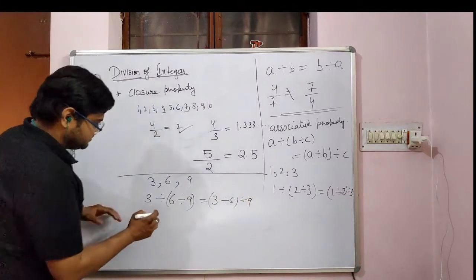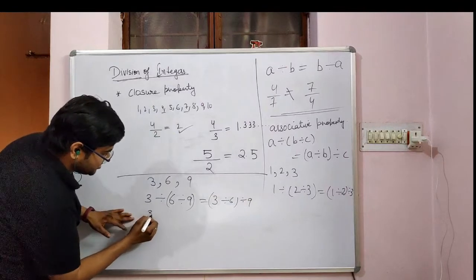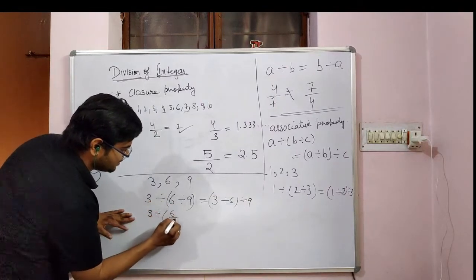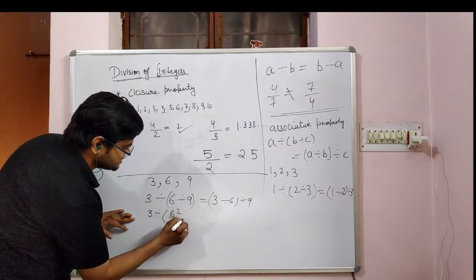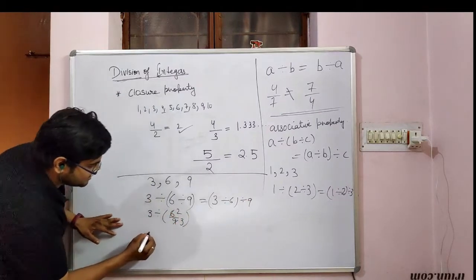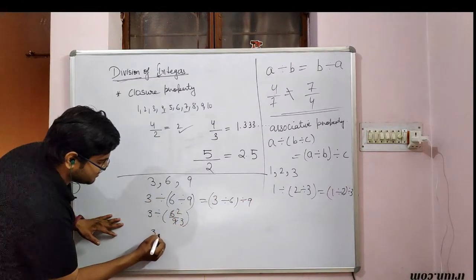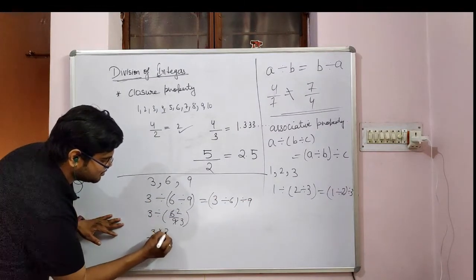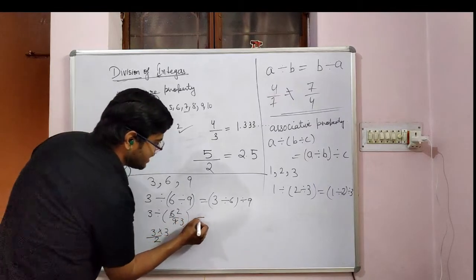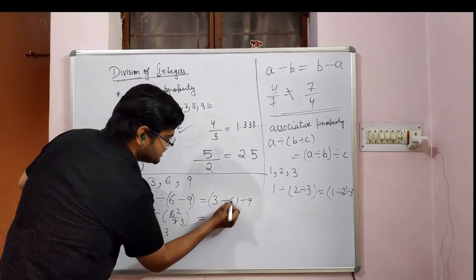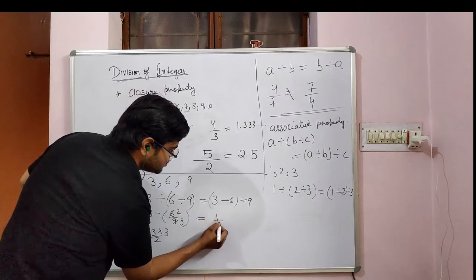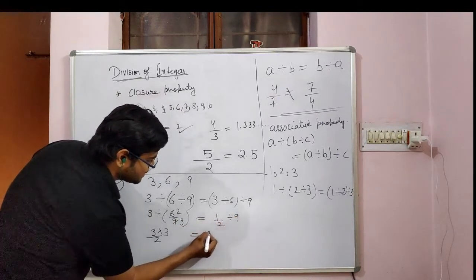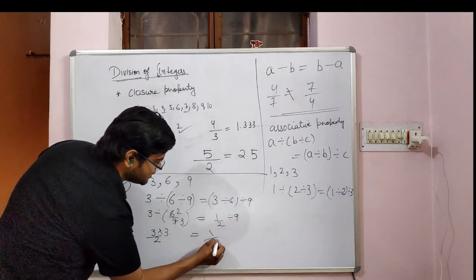So children, here 6 divided by 9 is done first. 6 upon 9 will be 2 upon 3, since 3 2s are 6, 3 3s are 9. So the result here will be 3 divided by 2 upon 3, so 3 upon 2 into 3. Here, 3 is divided by 6 first. So it will be 1 upon 2 divided by 9. So it will be 1 upon 2 into 9.